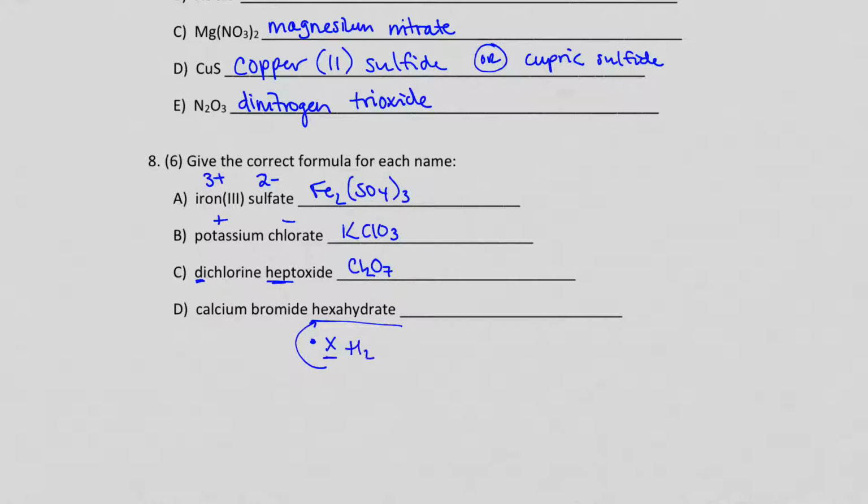and then H2O, right? So we have calcium and bromide, okay? Bromide, calcium, so bromide has a charge of -1, calcium has a charge of 2+. So we have CaBr2, right? And then we remember our hexahydrate, times 6H2O.